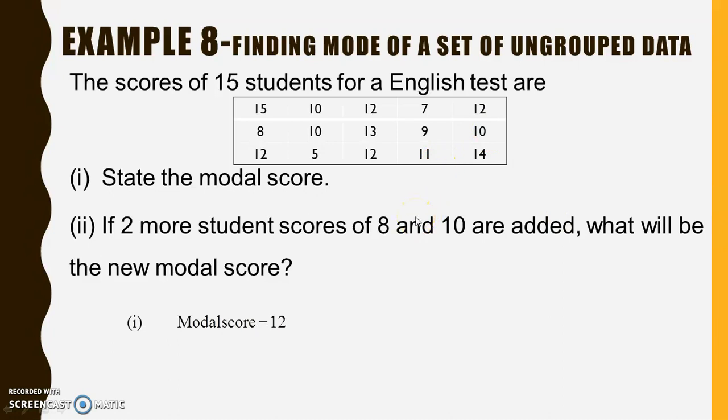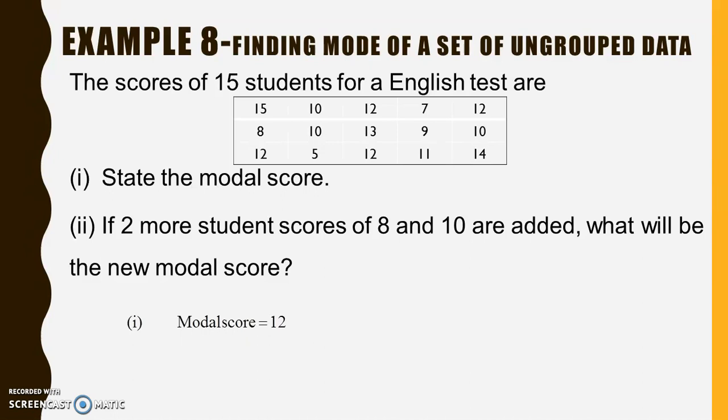In part 2, if 2 more student scores of 8 and 10 are added, what would be the new modal score? You have to take note that when you add in the scores of 8 and 10, we only have one data point of 8. So adding a second data point of 8 will not affect your modal score. However, adding the score of 10 might bring a different result.